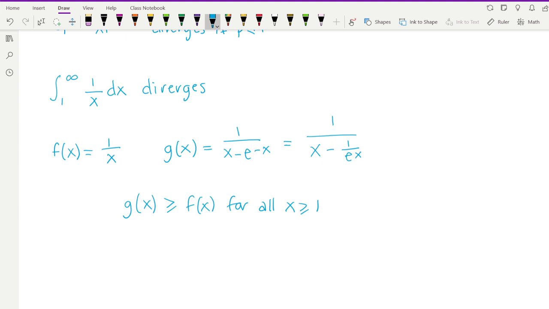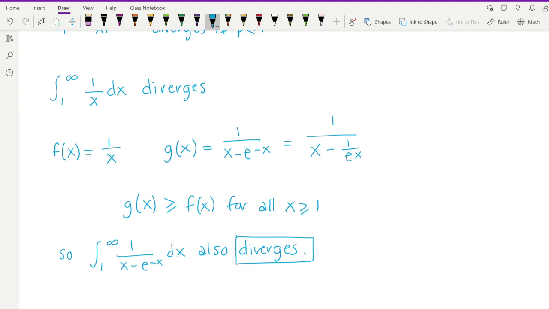And so what does that tell us? Well, we know that the integral of f of x diverges. And so if we have a function that is bigger than a divergent function, that tells us that it must also diverge. So the integral from 1 to infinity of 1 over x minus e to the negative x dx also diverges. So that's our answer, and the comparison theorem is how we got there.